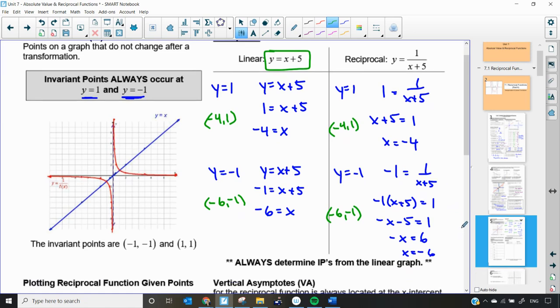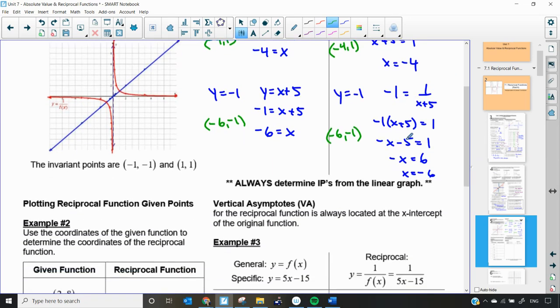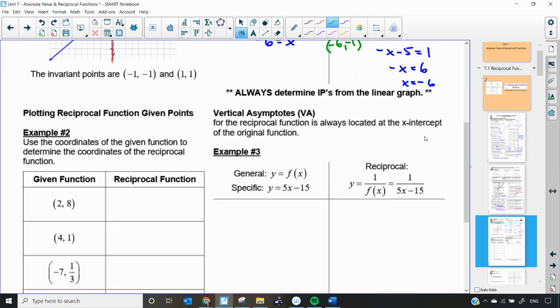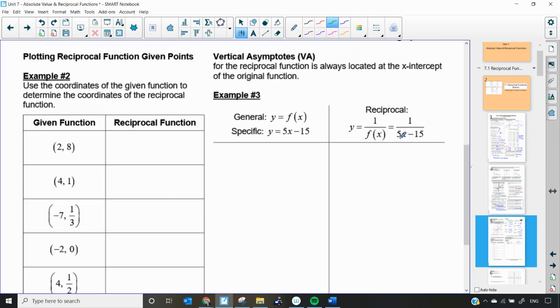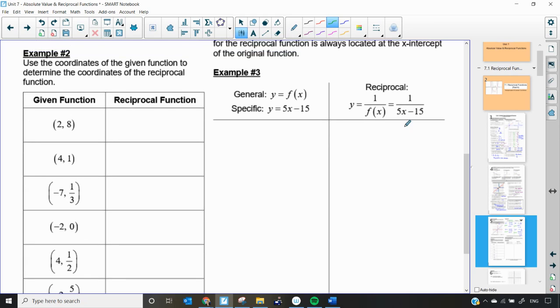So when we're determining our invariant points, always start with the linear graph. This is the significantly easier function to work with than any fractions. We know that fractions always seem to make things a little trickier. All right, so how does this work if we actually are given an original function and we want to plot new points? Well, if we're given the coordinates of a function and we want to plot the new graph, we literally just take the reciprocal of the y values.